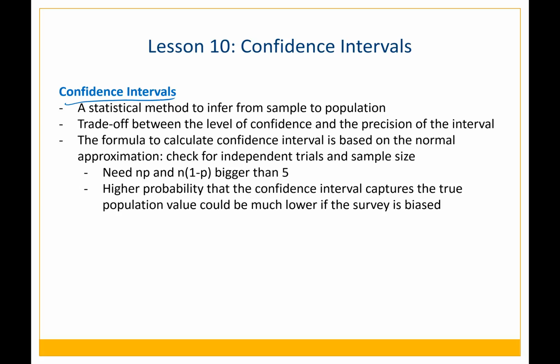Another thing to notice is that the formula to calculate a confidence interval is based on the normal approximation. So when you want to use the normal approximation, you need to check for independent trials and the sample size. For a sample with a categorical variable with a proportion, let P be the proportion. You need n times P and n times 1 minus P to both be bigger than 5. And usually the survey should be unbiased, or the trials independent from one another.